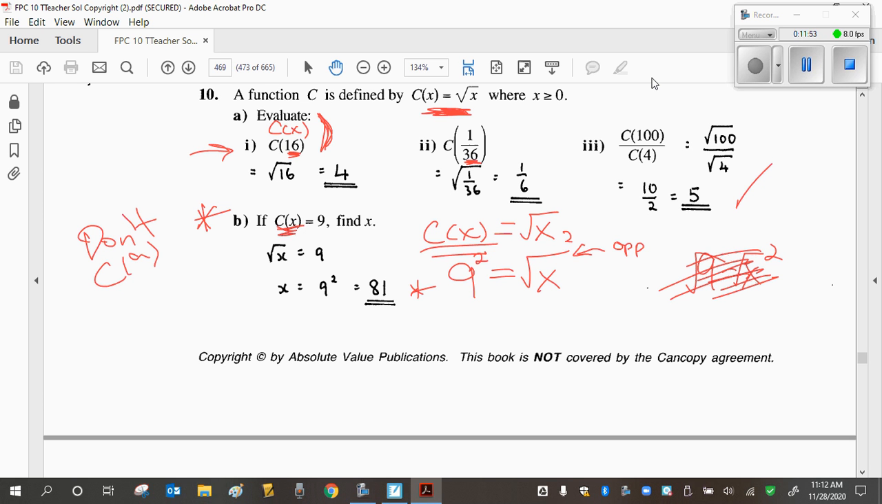Square both sides, and when you square a square root, you just get x because they're opposite operations. Just like adding 2 and subtracting 2 cancel, so do square root and square. And 9 squared is not positive negative 81. It's just 9 times 9 is 81. So don't put positive negative there.